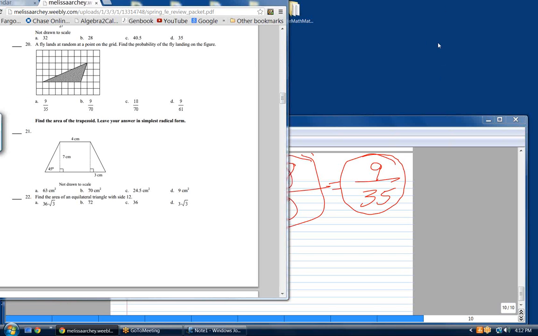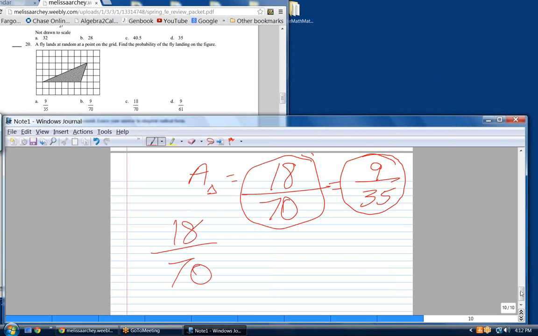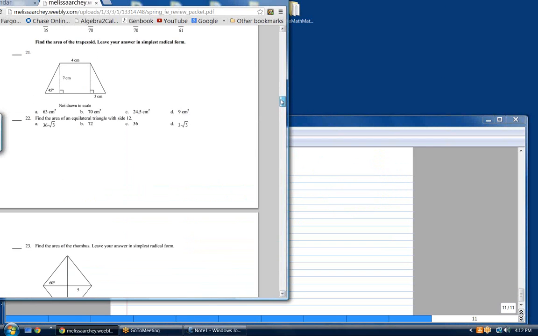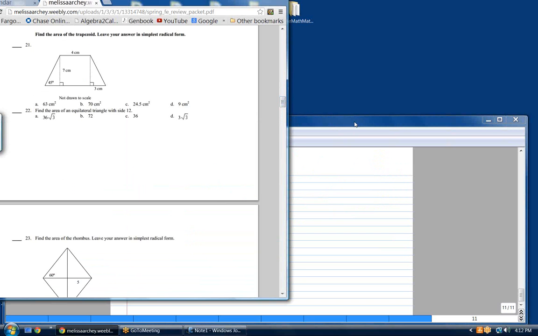Okay? I see what you're doing, and I admire the attempted shortcut, but you got to be a little careful when it's possible that it could be reduced.